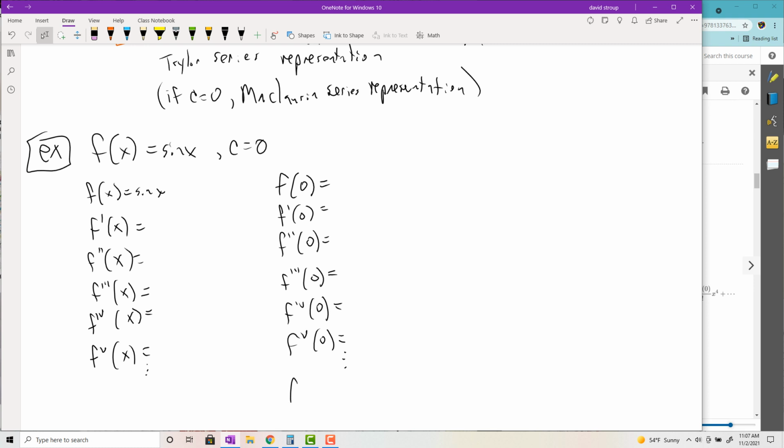Because eventually we want this formula for the nth derivative to put into our summation notation, right? Okay, so sine, then cosine, then negative sine, then negative cosine, then back to sine, right? And then it just repeats. So over here, sine of 0 is 0, cosine of 0 is 1.